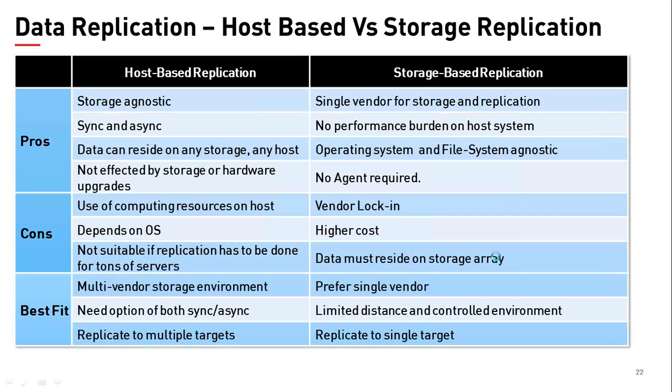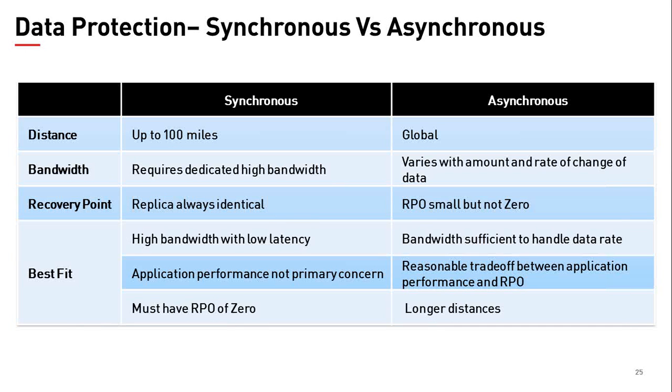But in asynchronous replication, there is no hard boundary to it. It can vary with the change rate of data. In terms of the recovery point, synchronous is always a replica of your master or your primary data center, whereas asynchronous always has some data loss to it.